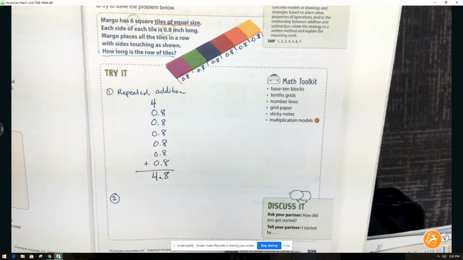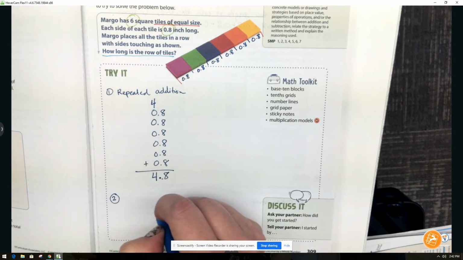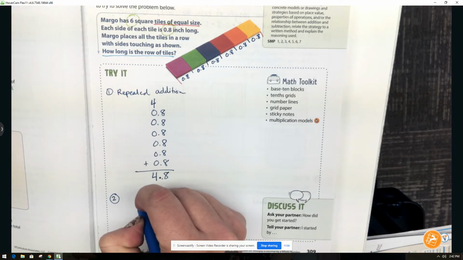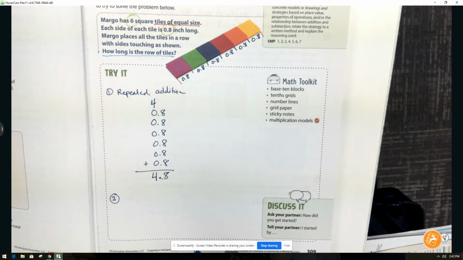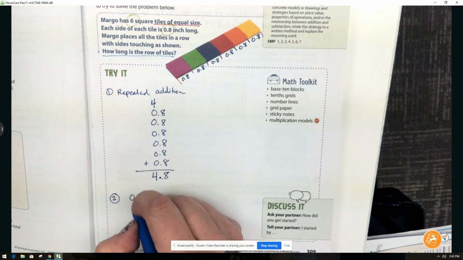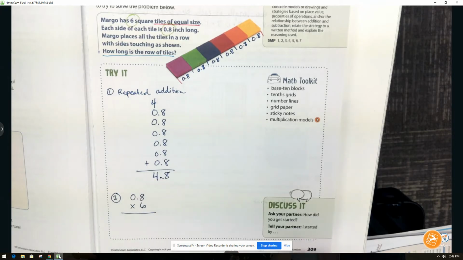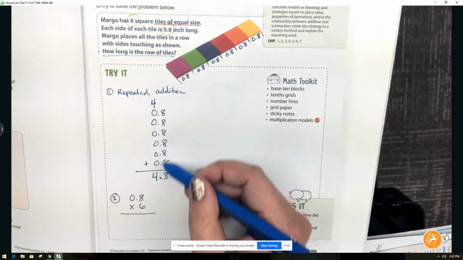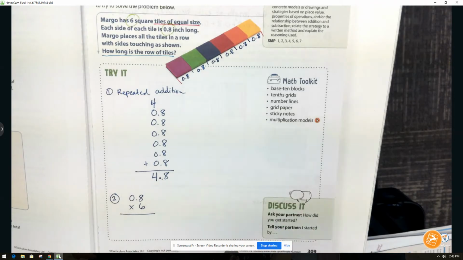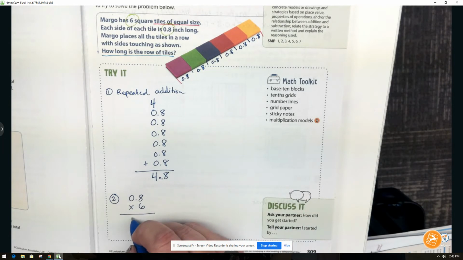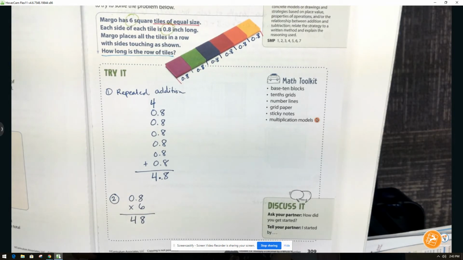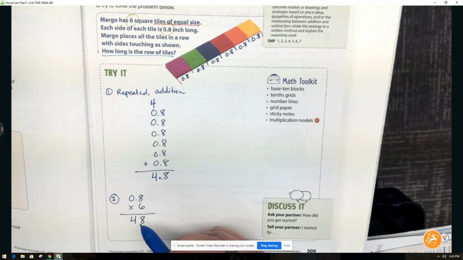Another strategy I can do is think of multiplying 8/10 times 6, because what I'm doing is up here the same exact thing. What is 8/10 times 6? So 6 times 8 is 48.